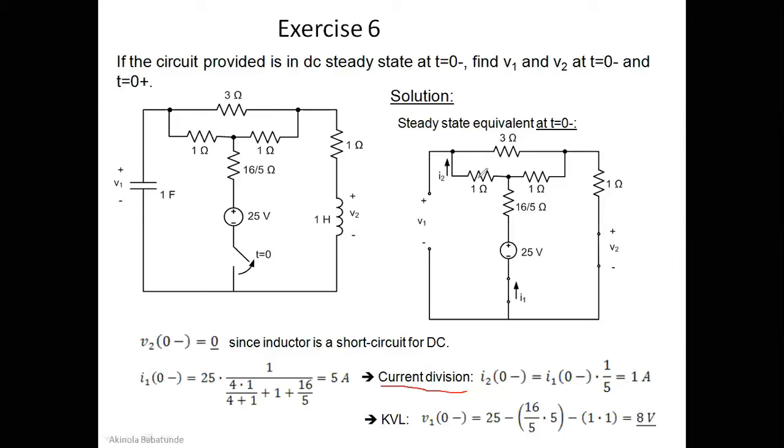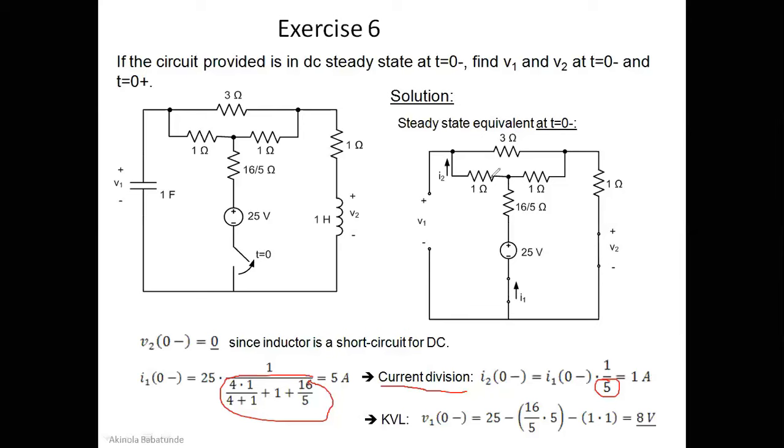Don't forget, we found this equivalent resistance to be 5. Everything you're looking at at the bottom here, 4 plus 1 plus 1 plus 16 over 5, is what is represented by this 5, because we are working on current division. So you have 1 divided by this 5, multiplied by the source current I1(0-) that we already calculated, which is also 5. So 5 over 5 gives us 1 ampere. So I2 is equal to 1 ampere.